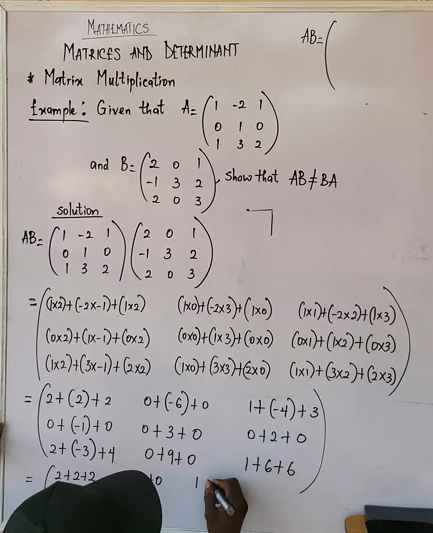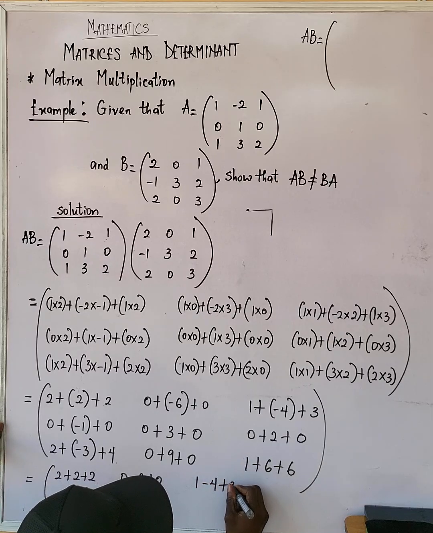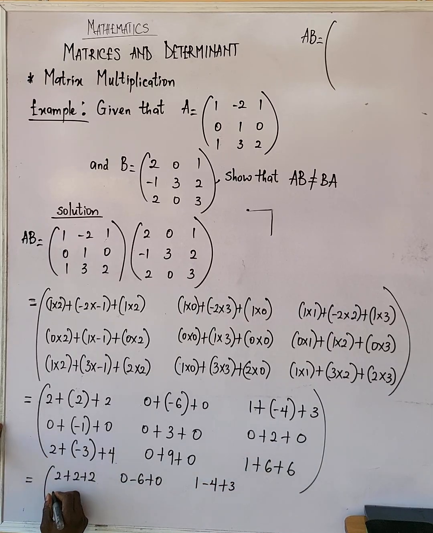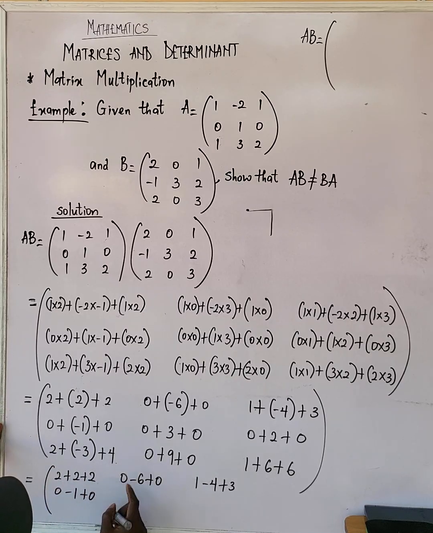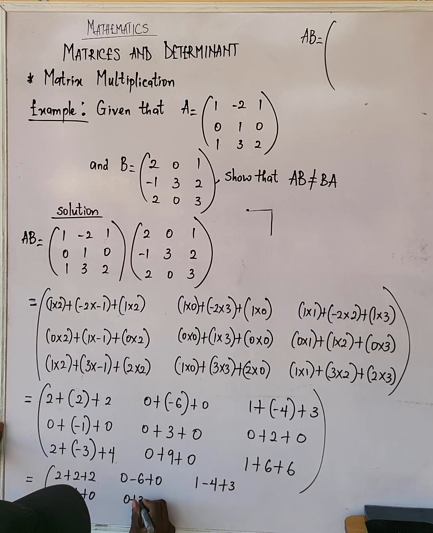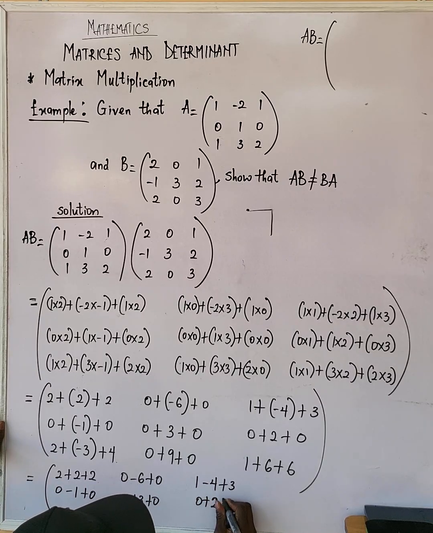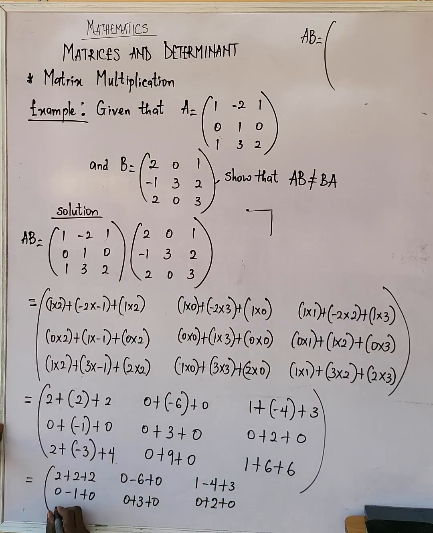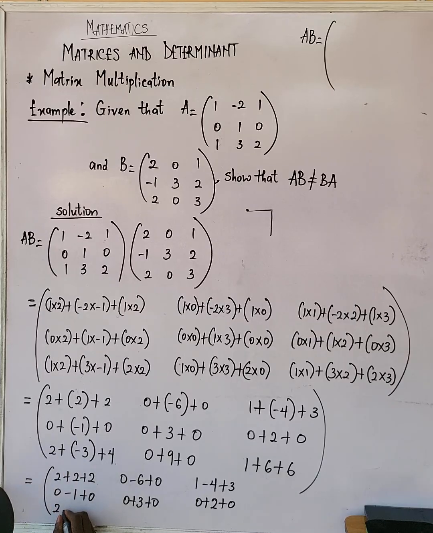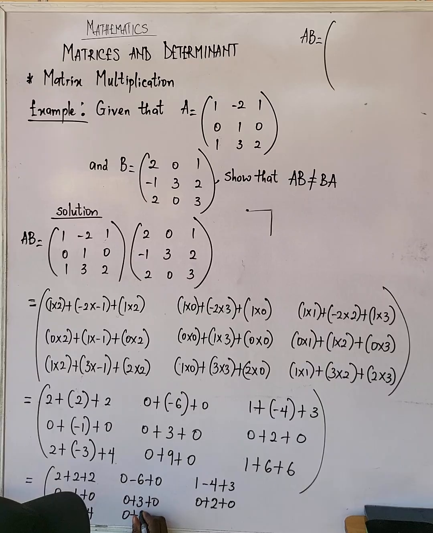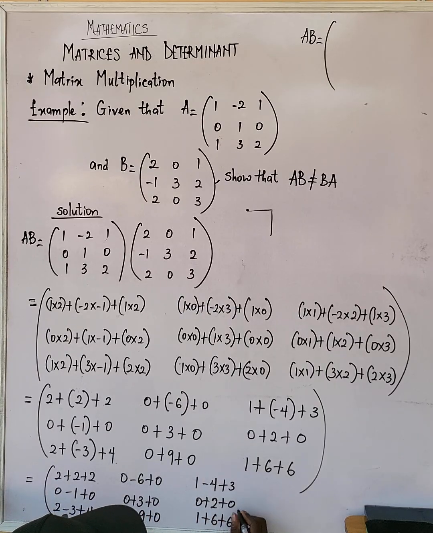Here will be 1. Plus times minus is what? Minus 4 plus 3. So here will be what? 0. Plus times minus is minus 1 plus 0. So here will be 0 plus 3 plus 0, while here will be 0 plus 2 plus 0. So here will be what? 2 plus times minus is what? Minus 3 plus 4. So here will be 0 plus 9 plus 0, while here will be 1 plus 6 plus 6.